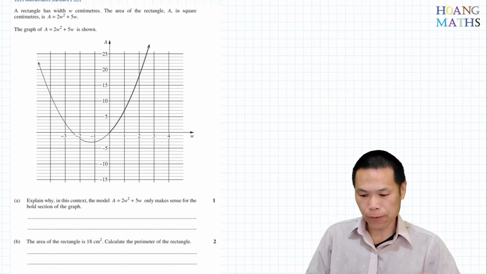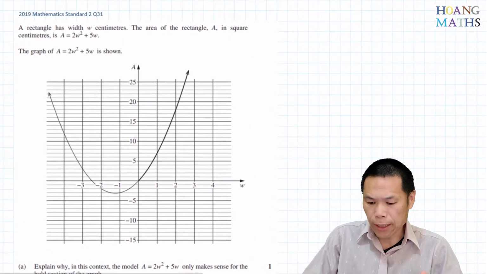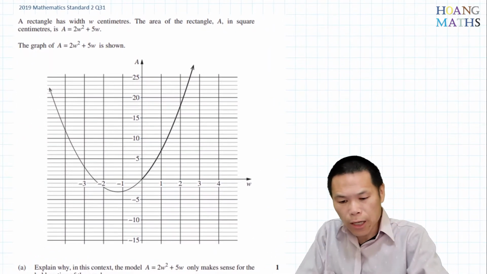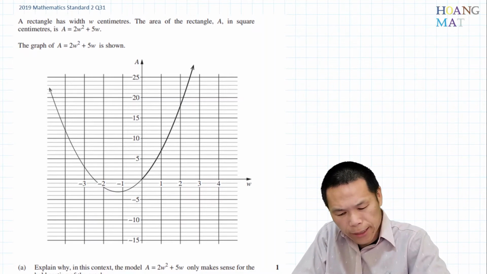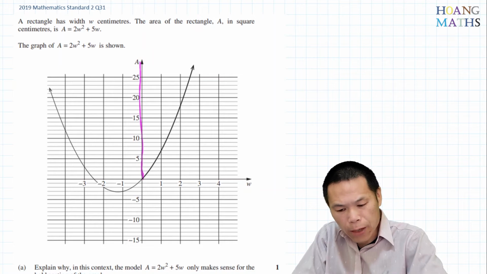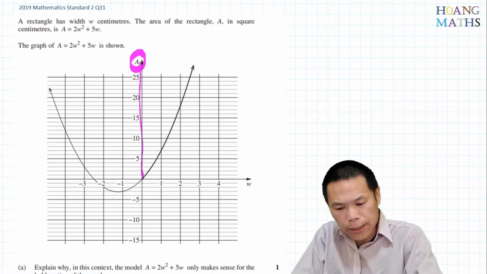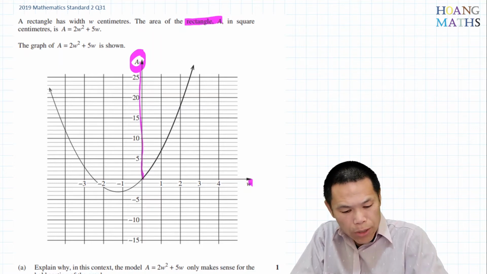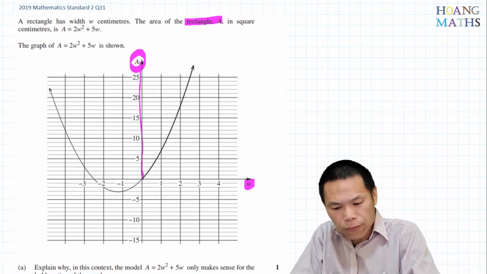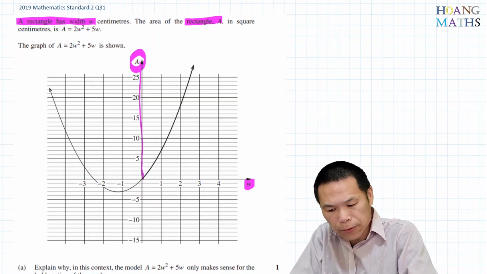Let's get into this. Firstly, we need to understand the x and the y axis. The y axis here gives me the area, because A is the area of the rectangle. Just remember that, okay? That's very important. And we know W is the width of the rectangle.